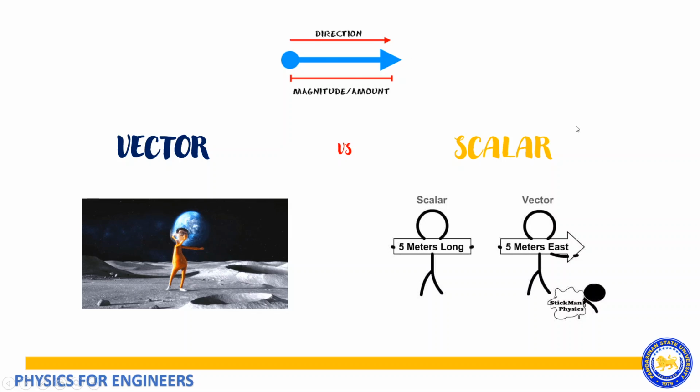When we say scalar, magnitude lang siya. Okay, so the difference between scalar and vector is the direction. Yung scalar, wala siyang direction. Yung vector, meron siyang direction. Pero pareha silang may magnitude.